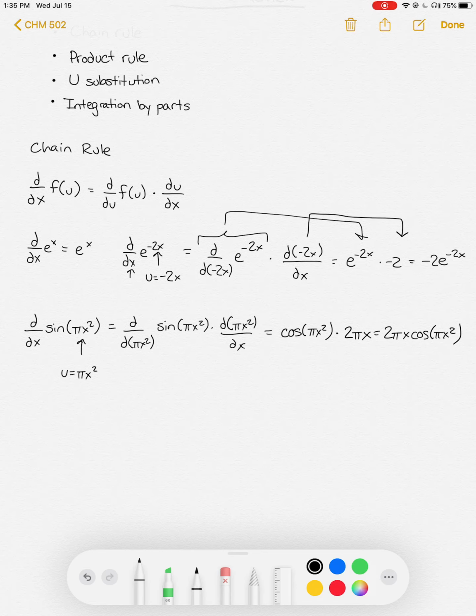And so for these simple applications of the chain rule, we're starting with a function we know how to take the derivative of, but then inside of that is another function we also know how to take the derivative of.